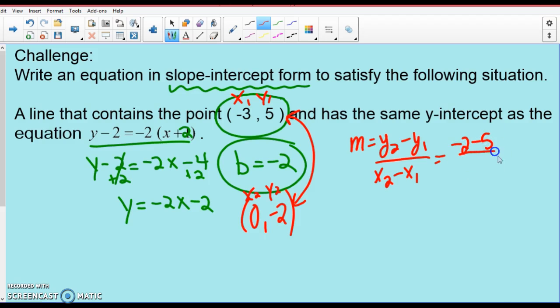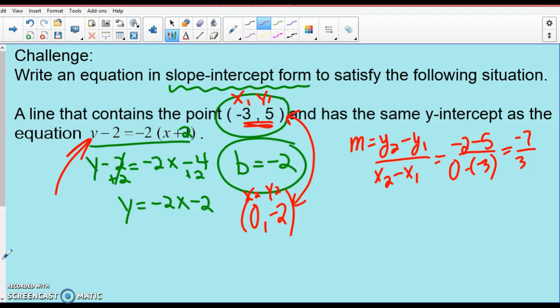-2 minus 5 over 0 minus -3. I'll have -7 over 3. So -7/3 is my slope. We want an equation in slope intercept form. What is it going to be? Who can give me the equation in slope intercept form of the line that goes through this point and shares a y-intercept with that point?